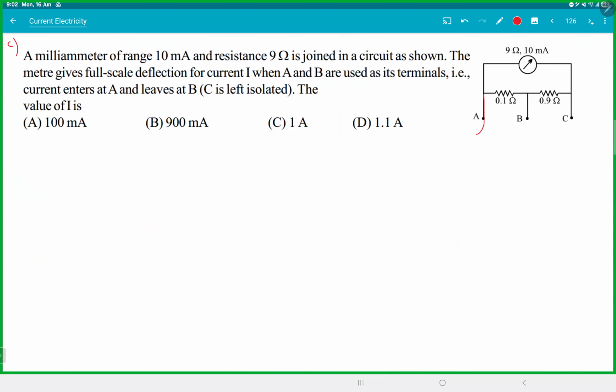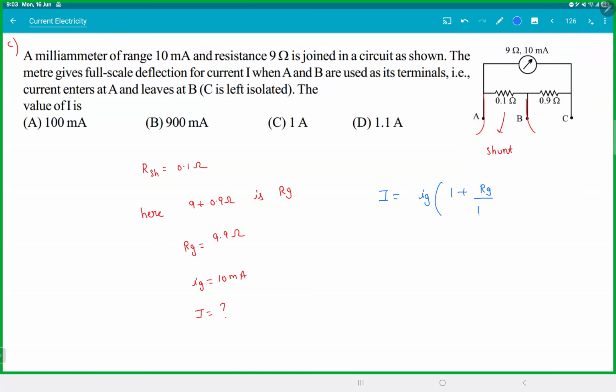So when you connect between A and B, this will be your shunt resistance. So R shunt will be 0.1 ohm. And here, the shunt resistance will think 9 plus 0.9 is RG. That's 9.9 ohms. You're done. So IG is 10 milliampere. You want capital I. Put it in the formula. Sure, everyone? This thing comes out to be how much? 1 ampere.